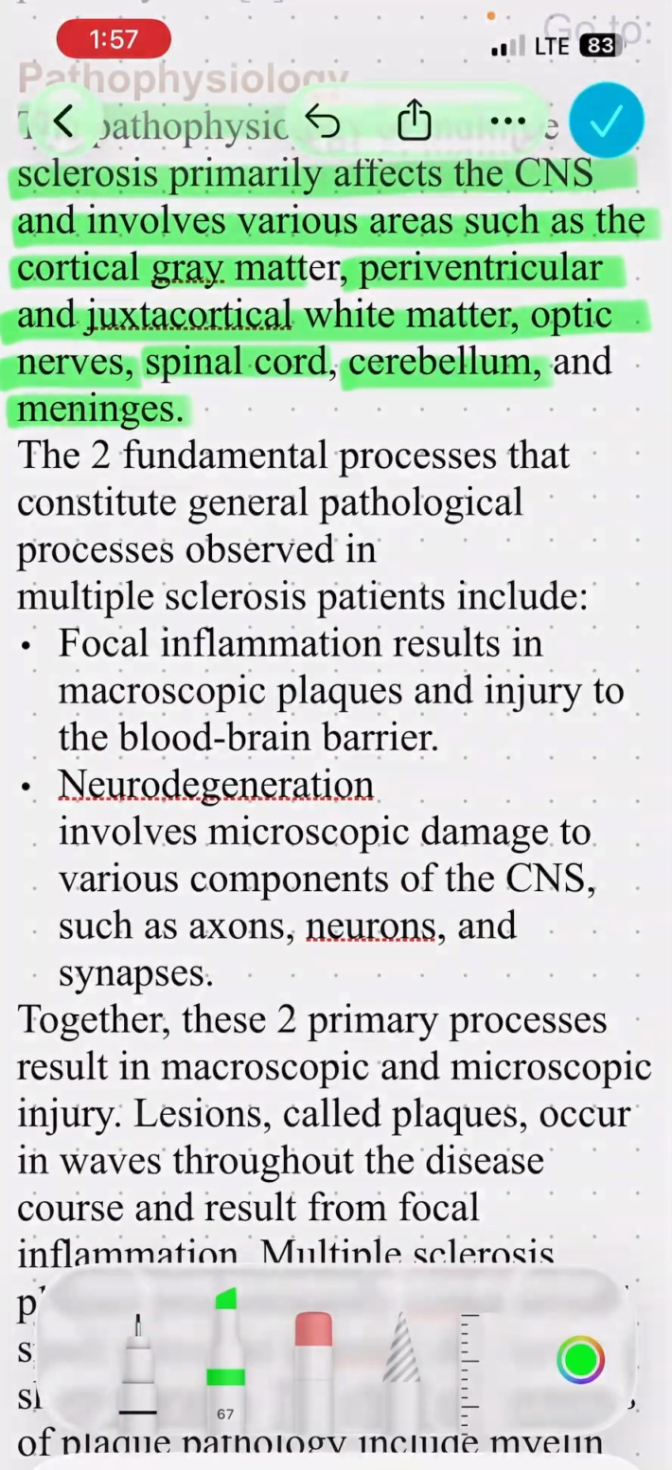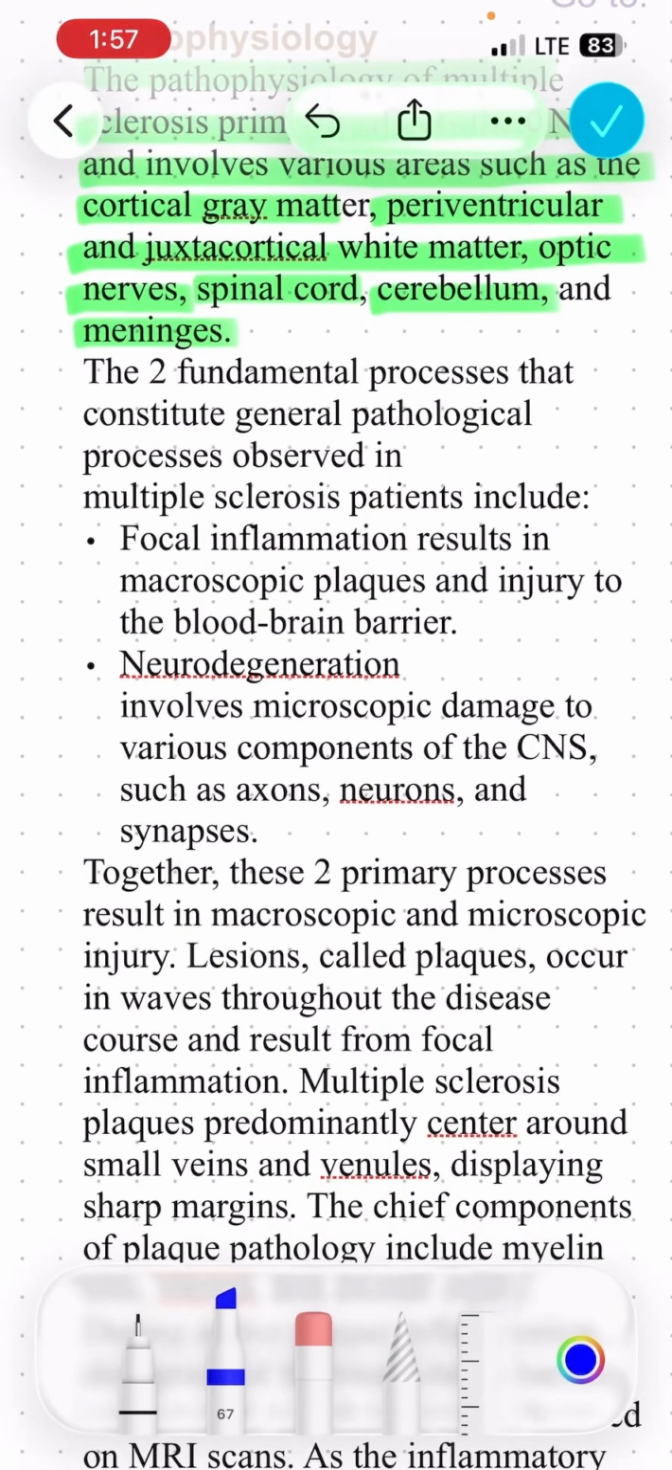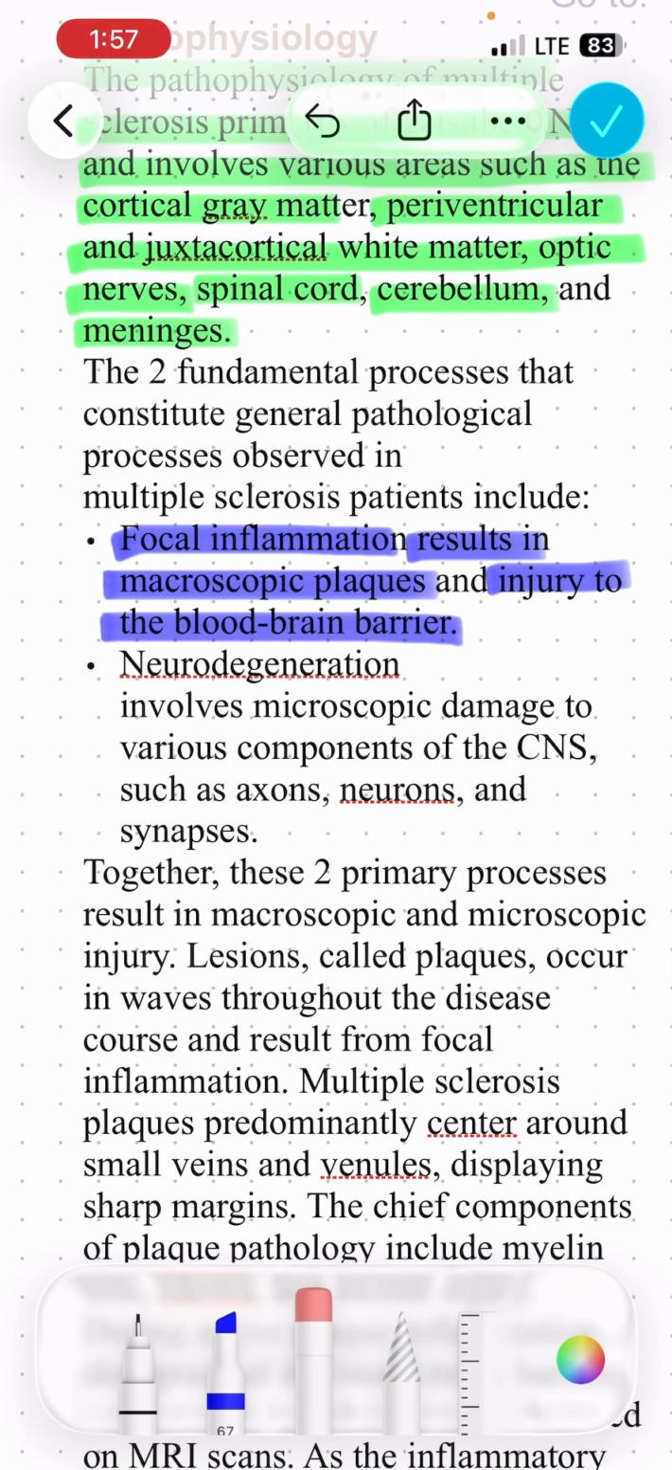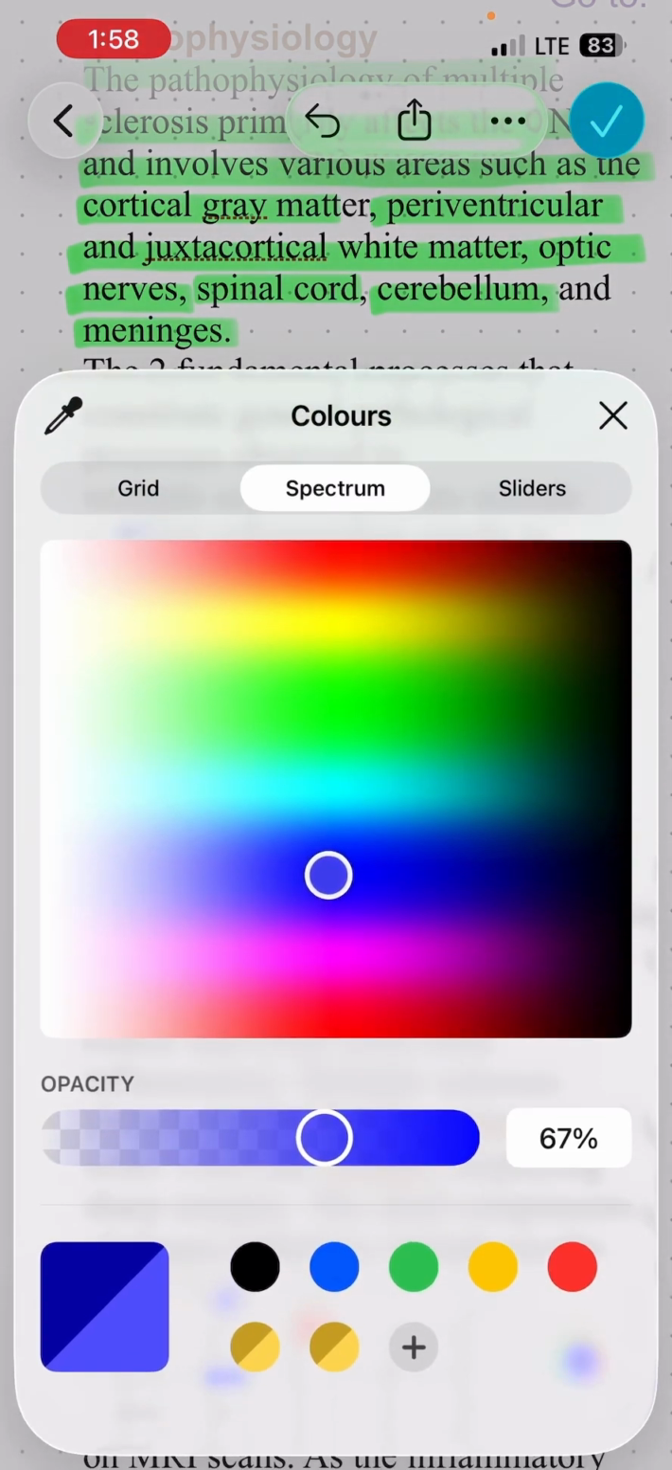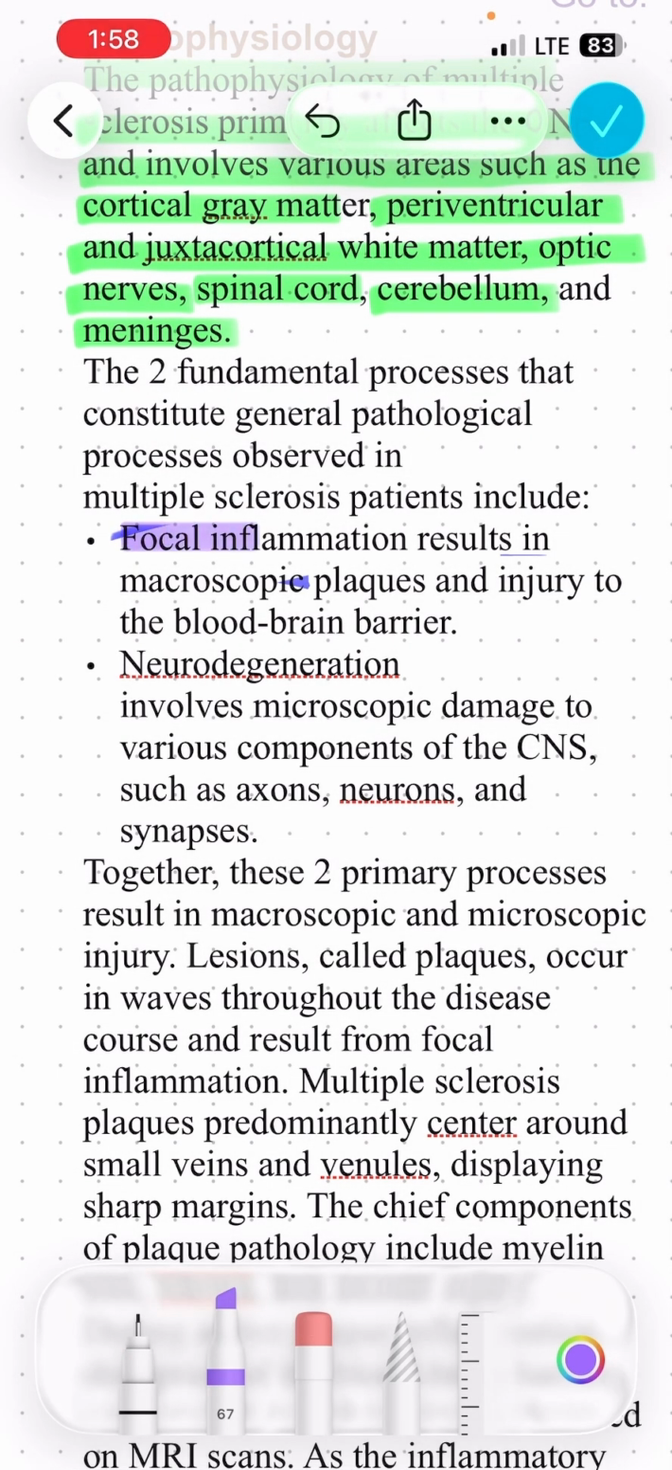The two fundamental processes that constitute the general pathological processes observed in multiple sclerosis involve the focal inflammation resulting in macroscopic plaques and injury to the blood-brain barrier. I was referring to the term plaques so many times, and we have discussed this injury to the blood-brain barrier very nicely. So now you know the focal inflammation resulting in macroscopic plaques and injury to the blood-brain barrier.